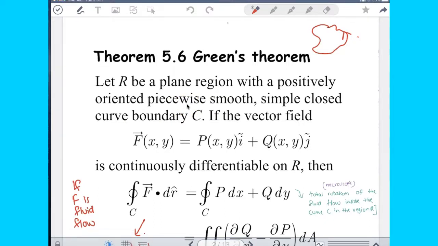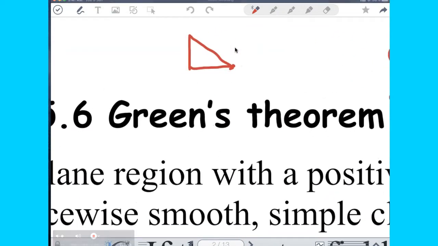Piecewise means, let's say you have a triangle. How can you get a triangle? From some line segments, 1, 2 and 3. This is called piecewise, and this is also a closed curve, piecewise smooth, simple closed, not crossing itself, and positively oriented. So let's say your particle starts at this point and ends on the same point, moving in an anti-clockwise manner.